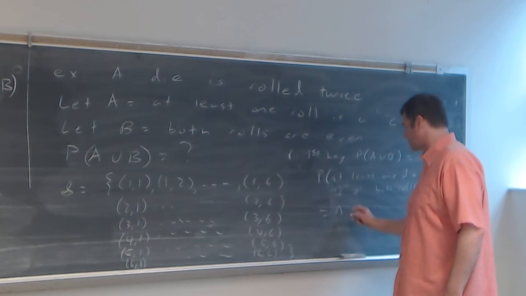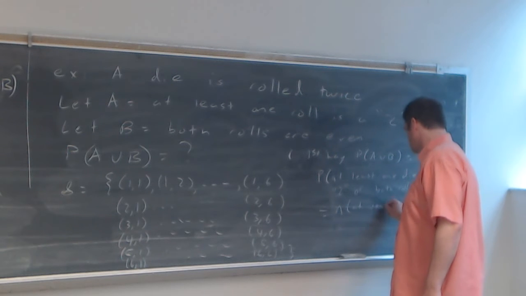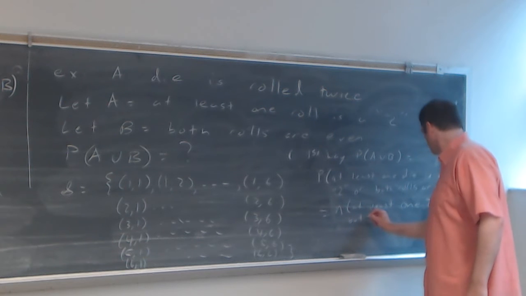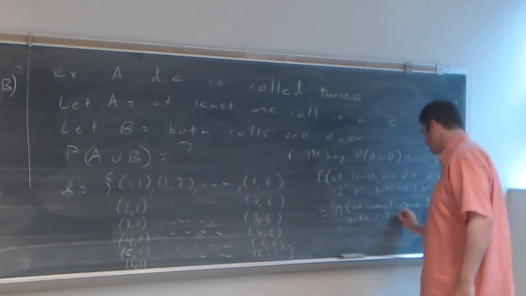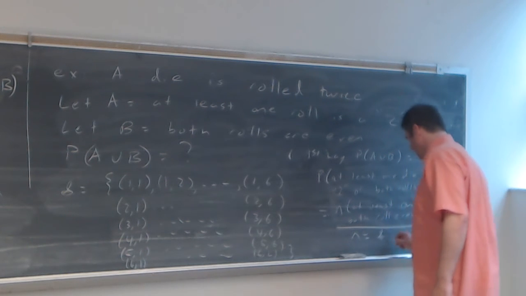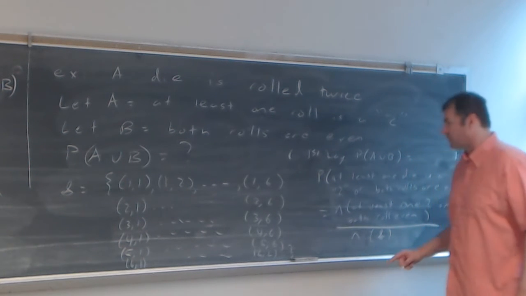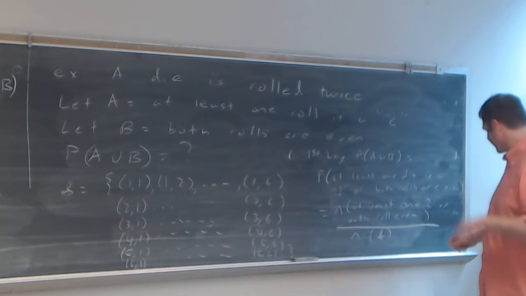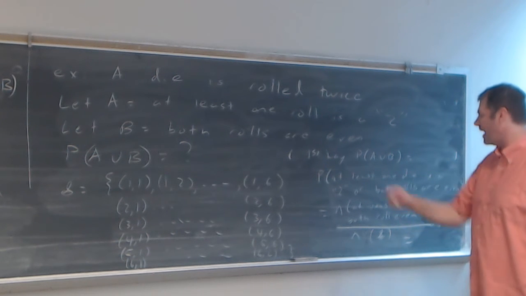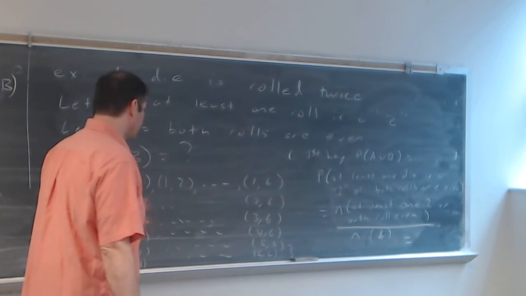this probability is equal to the number of ways of at least one 2, or both rolls even, over the number in the sample space. Okay, so I don't have very much room here. I'm going to write the answer over there, I guess. Maybe I'll write right here. But let's count all the outcomes that fit at least one of these criteria. At least one 2, or both are even.